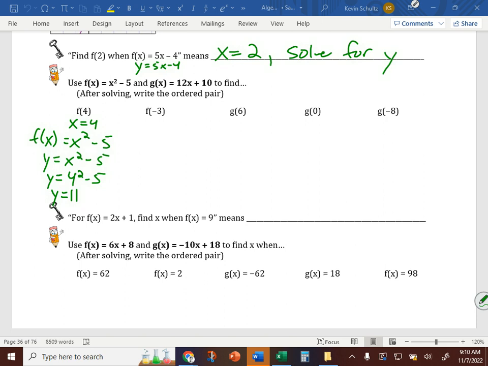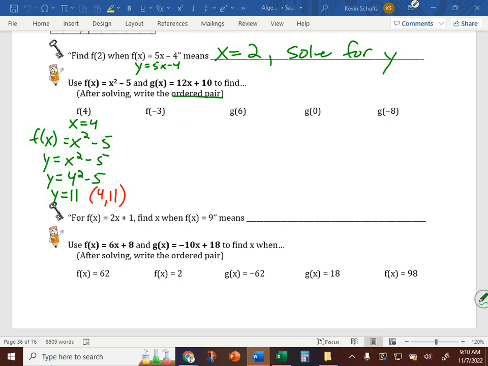Okay? Now, part of your directions are to write the ordered pair. What ordered pair did we just discover is part of this relation, y equals x squared minus 5? Maddie? 4, 11, right? You were given the x value of 4. You found the y value of 11. So you know that 4, 11 is a solution.